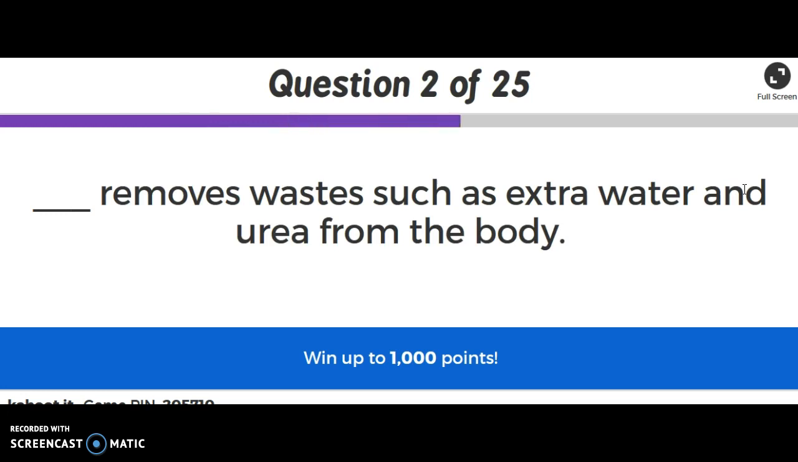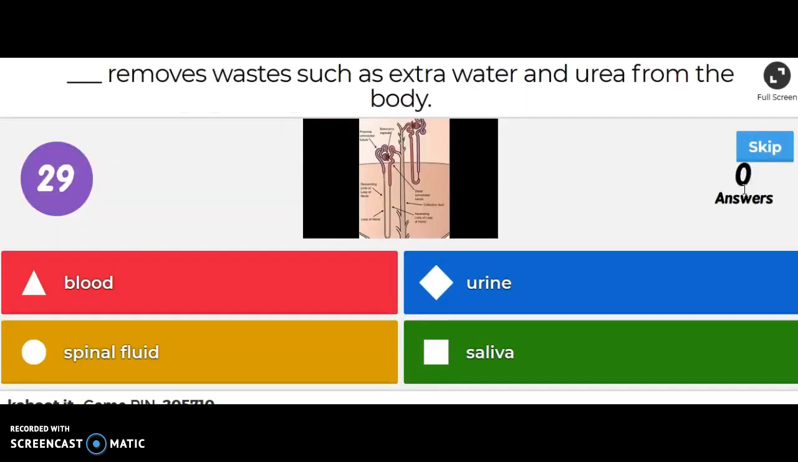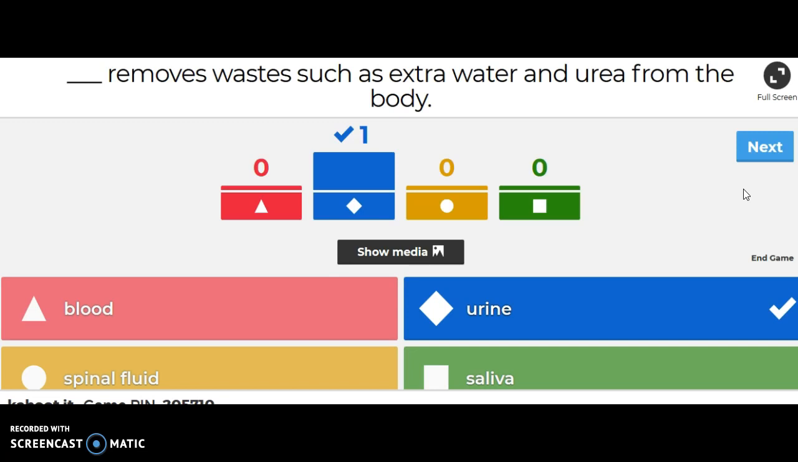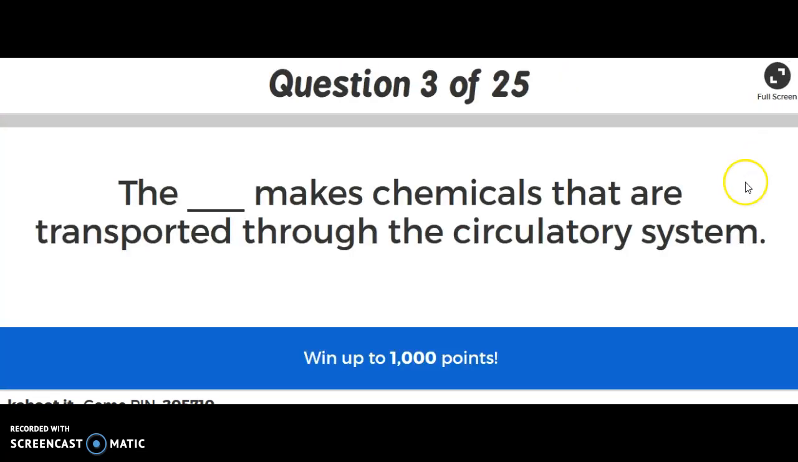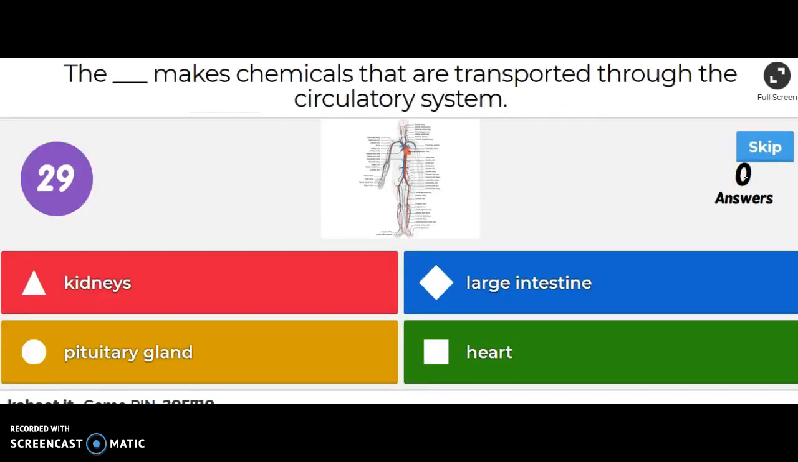Blank removes waste such as extra water and urea from the body. And urea is an ammonia based waste product. This is a picture of the filtering units of the kidneys. And that actually, of course, is urine that removes waste such as extra water and urea from the body. Your body wants to maintain homeostasis, so you don't want to remove too much water. But yes, removing extra water does help your body maintain that balance, that homeostasis.